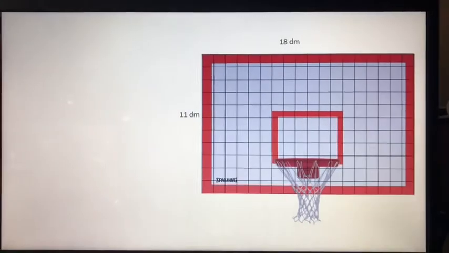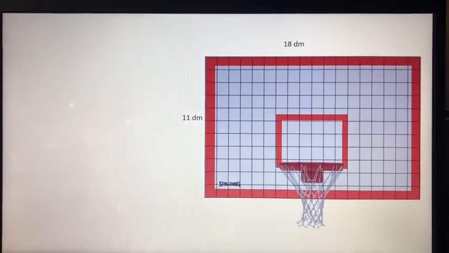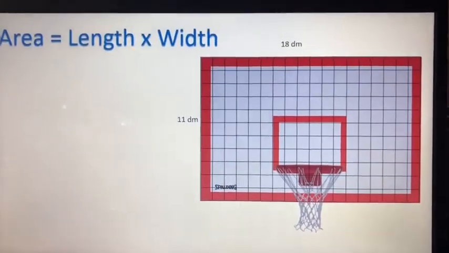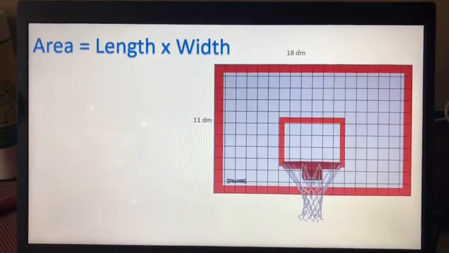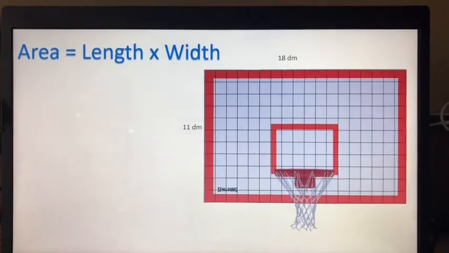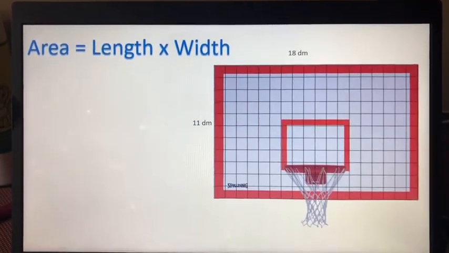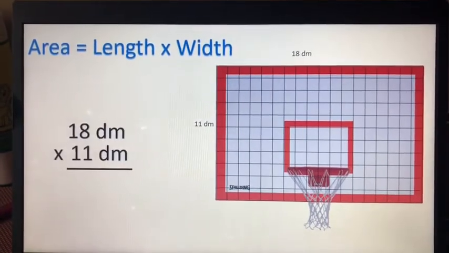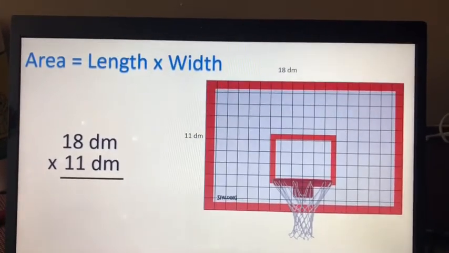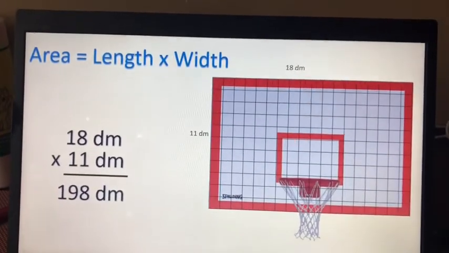Let's calculate the area of the backboard. So there's a formula that you will always use to calculate the area of a rectangle or a square. That formula is that the area will equal the length times the width. So pretty simple. All we have to do is multiply the length times the width. So in this case, we're going to multiply 18 decimeters by 11 decimeters. That's our equation. Okay. Now when we work that equation out, 11 times 18 is 198.